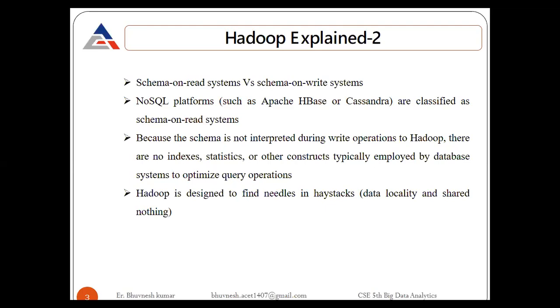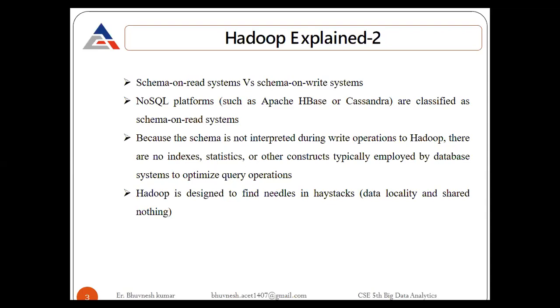Because the schema is not interpreted during a write operation to Hadoop, there are no indexes, statistics, or other constructs typically employed by database systems to optimize query operations.